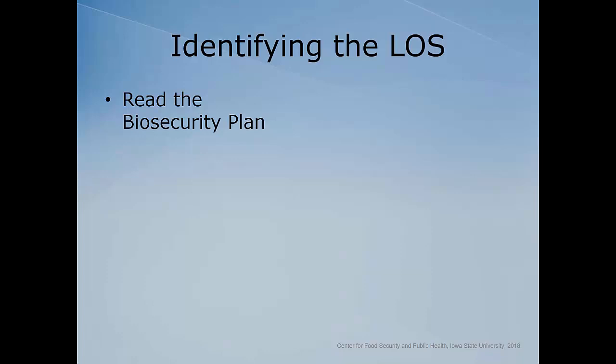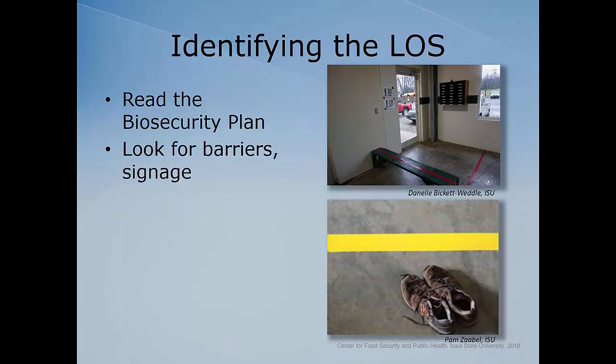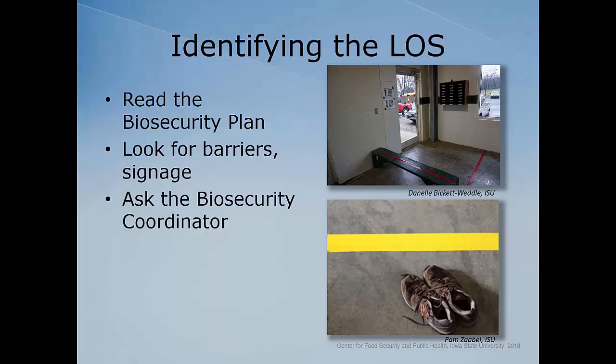In places where the boundary of the LOS is not as clear, such as entries to the building, the LOS may be delineated by barriers, such as a bench, signage, or visible markings such as rope or a paint or tape line on the walls or floor. Sometimes, the LOS access point might be a door or the entrance to a shower stall. Finally, you may ask the biosecurity coordinator for details on the location of the LOS, since he or she has played an important role in deciding where the LOS is located.